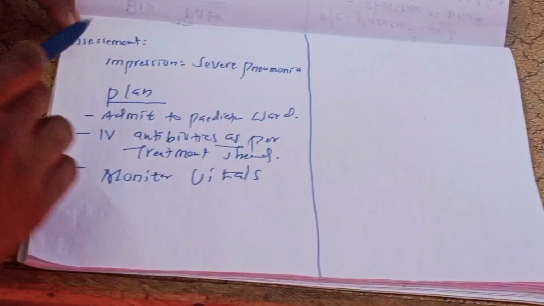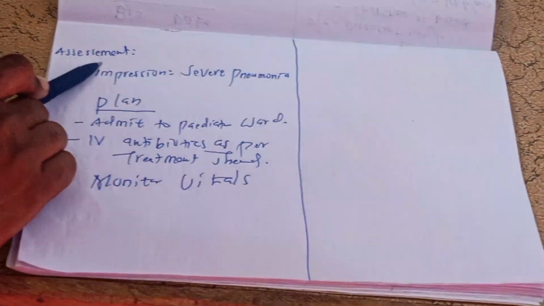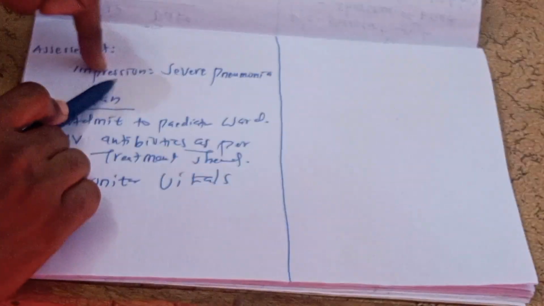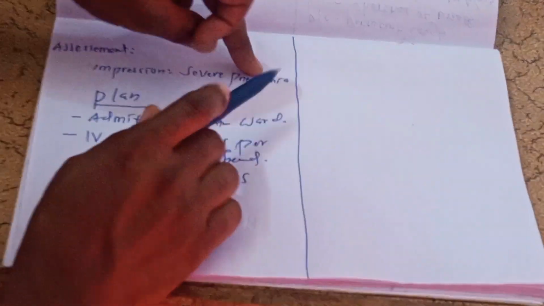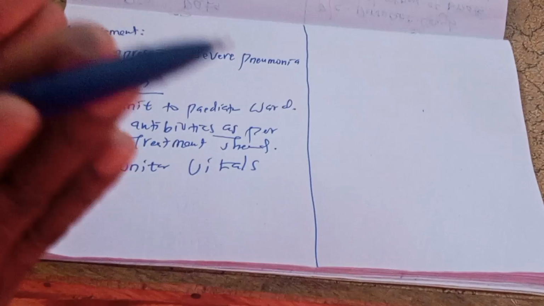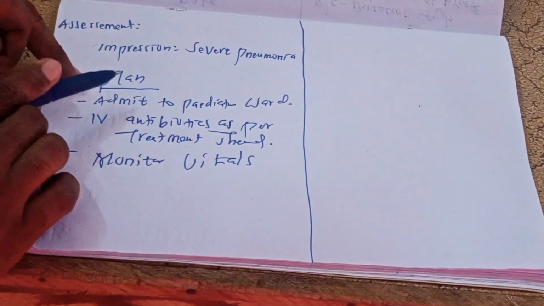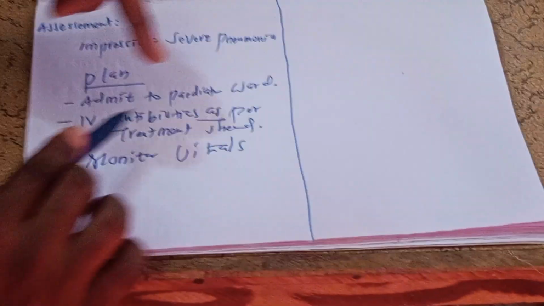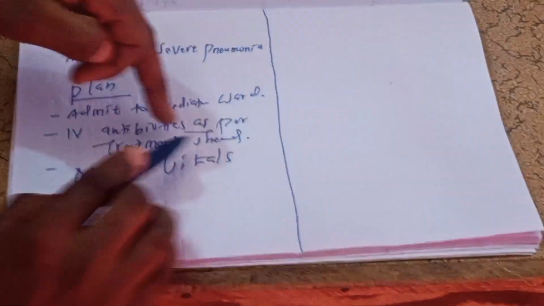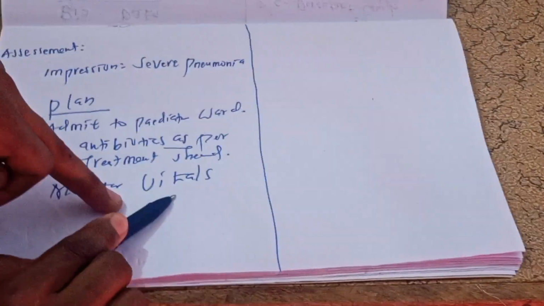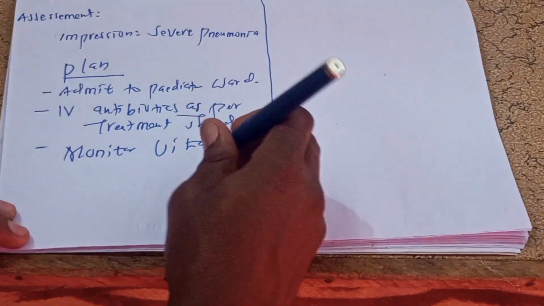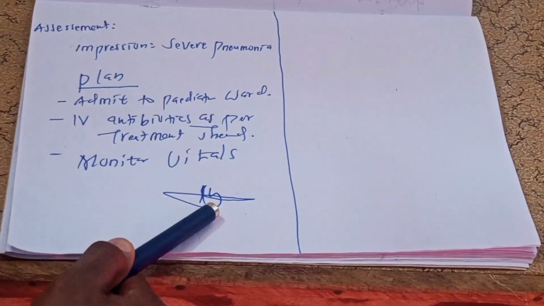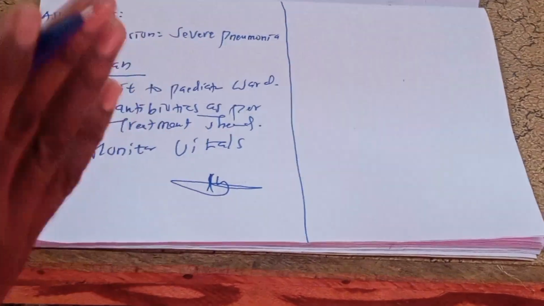Then our assessment is we must find a possible diagnosis for the patient's complaint. That is, our impression will be severe pneumonia. Then we must take another step for treating the patient, that is the plan. Admit to pediatric ward, IV antibiotics as per treatment sheet, then monitor vitals. Then you put your signature last. So this is how you are going to admit a patient.